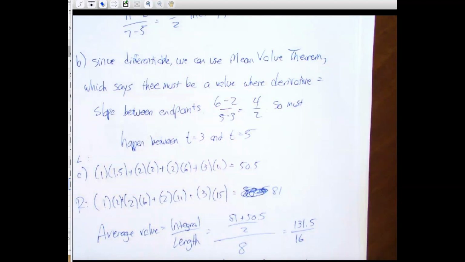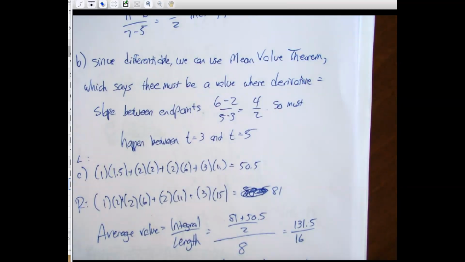So here's what I wrote out. Since it's differentiable, we can use the mean value theorem. I do think they would want you to see that right there, the mean value theorem, or MVT, which says that there must be a value where the derivative equals the slope between the endpoints. I'm just showing my work, like I just talked about.